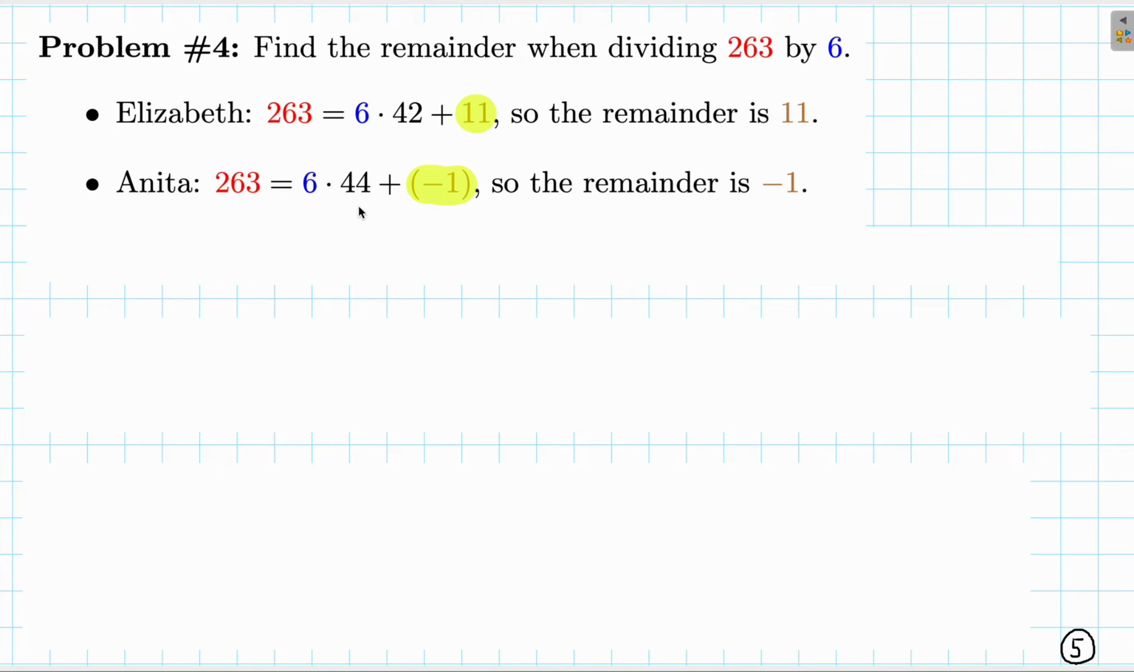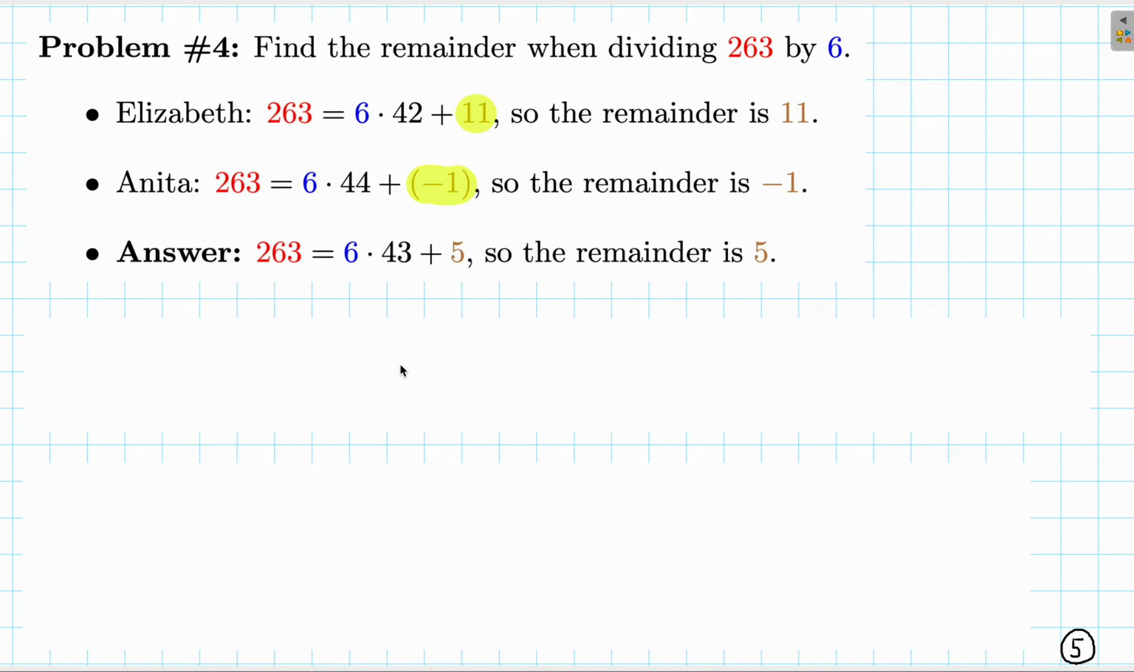Now, 6 times 44 plus -1 does equal 263, but we've pulled out too many copies of 6 because our remainder shouldn't be negative. And so if 42 copies of 6 isn't enough, 44 copies of 6 is too much, then certainly the correct number of 6s is 43. And so 6 times 43 plus 5 does equal 263, and indeed 5 is the correct remainder that we want.